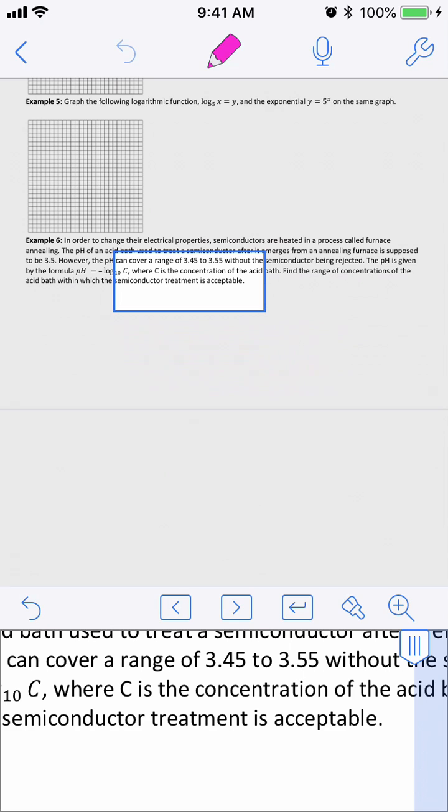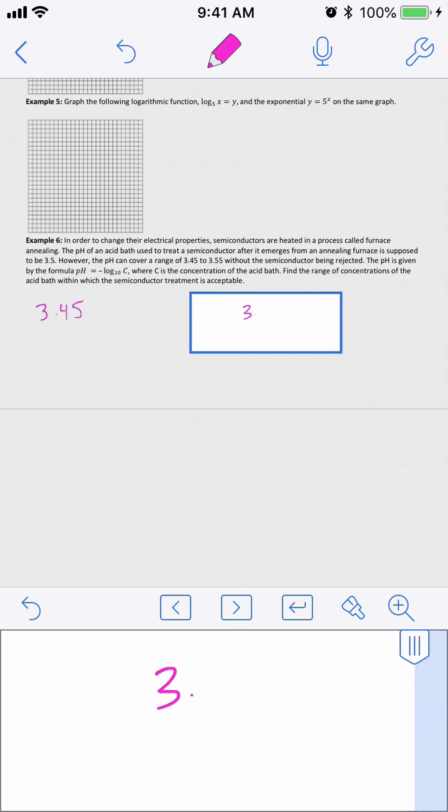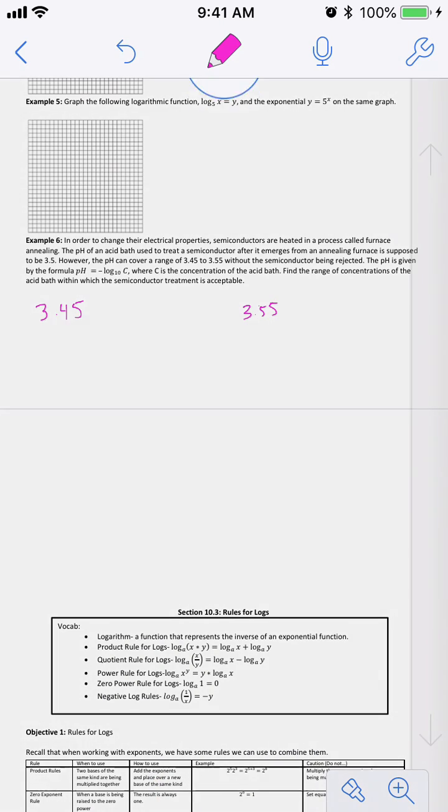Find the range of the concentrations of the acid bath within which the semiconductor treatment is acceptable. Okay, so 3.5 is idealistic, right? But they're okay for 3.45 and 3.55. So that's what the pH can be. So we have two things we need to figure out here. One for 3.45 and one for 3.55. All right. I'm gonna zoom in.